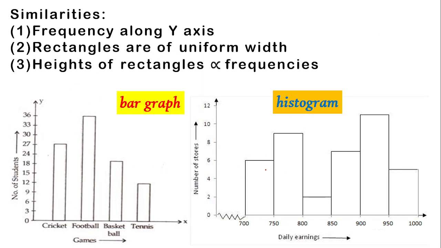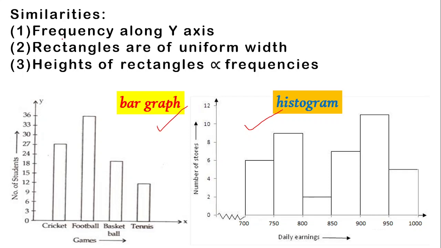Now first of all, look at the two figures. On the left side we have the bar graph, and on the right side we have the histogram, right? This is the bar graph and this is the histogram. Let us look at the similarities.